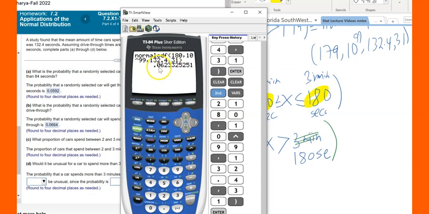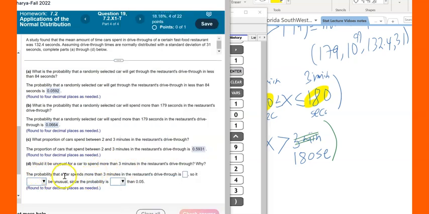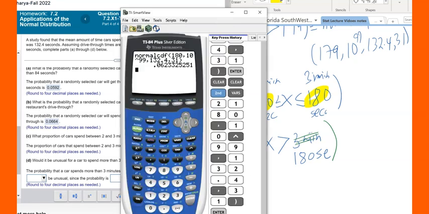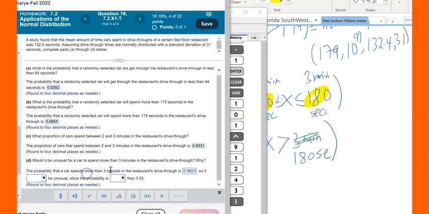0.0623, I'm sorry, 0.0623. The probability that cars spend more than 3 minutes in the restaurant drive-thru is 0.0623.